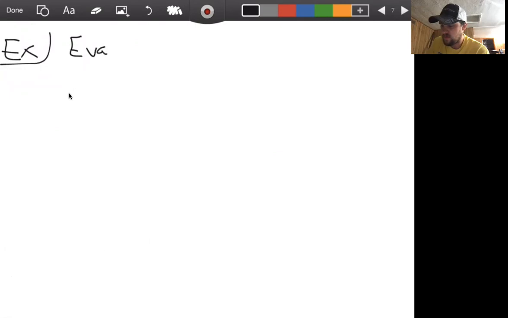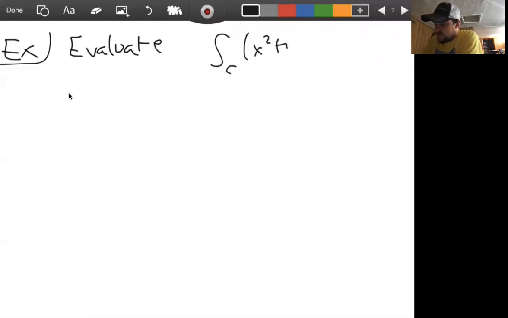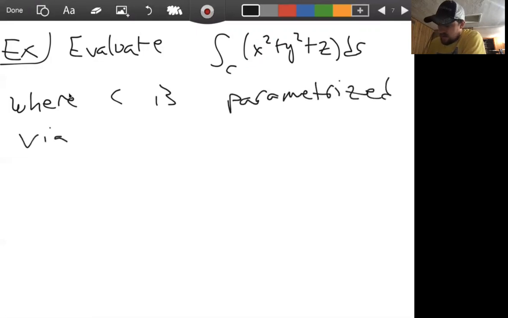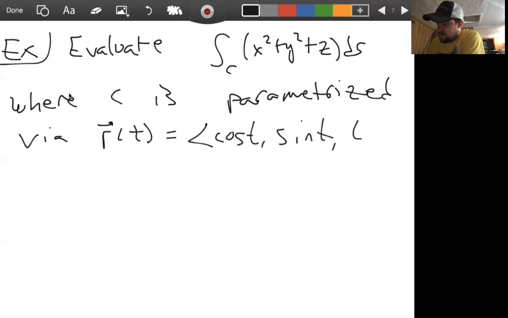Let's evaluate the scalar line integral of the function x squared plus y squared plus z ds, where C is parameterized via r of t equals cosine of t, sine of t, t, where t ranges between 0 and 2 pi.